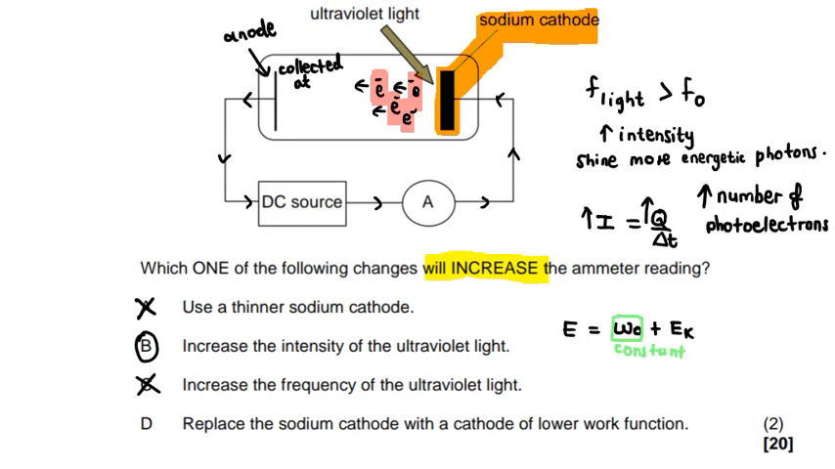Now, if you increase the frequency of the ultraviolet light, you've increased the energy of the light, which is just going to carry over into the kinetic energy. That's all that it's going to do. So it's not necessarily going to increase the number of electrons you get. The electrons that you are emitting are just going to move faster. That's all.